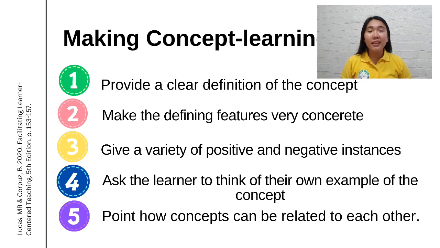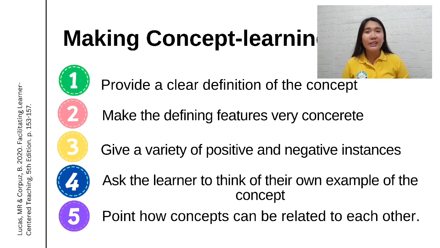Second is to make the defining features very concrete. So we have to use visuals, real world objects, or demonstrations to make the defining features more tangible and memorable. We have to show students different types of triangles, for example, equilateral, isosceles, scalene, and point out the three sides in each.